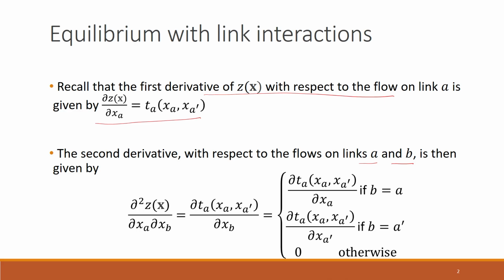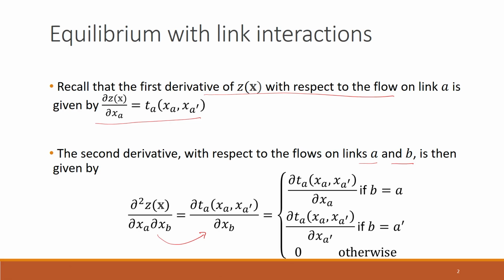So, since we already know that the derivative of the objective function with respect to the flow on link A is the travel time of that link A, from this we get to this point here. Now we need to take the partial derivative of the travel time on link A with respect to the flow on link B. Okay.